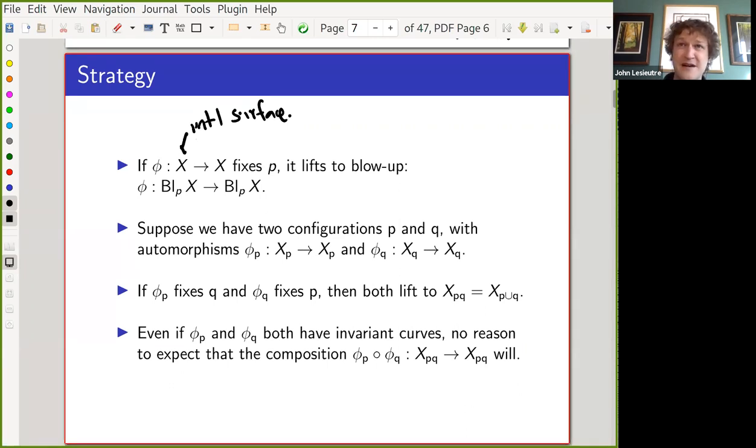Your map will become indeterminate at the pre-image of the point you blew up. But if you blow up a fixed point, you're safe. Blowing up a fixed point of an automorphism, you still get an automorphism. So now imagine that we were in the following situation.